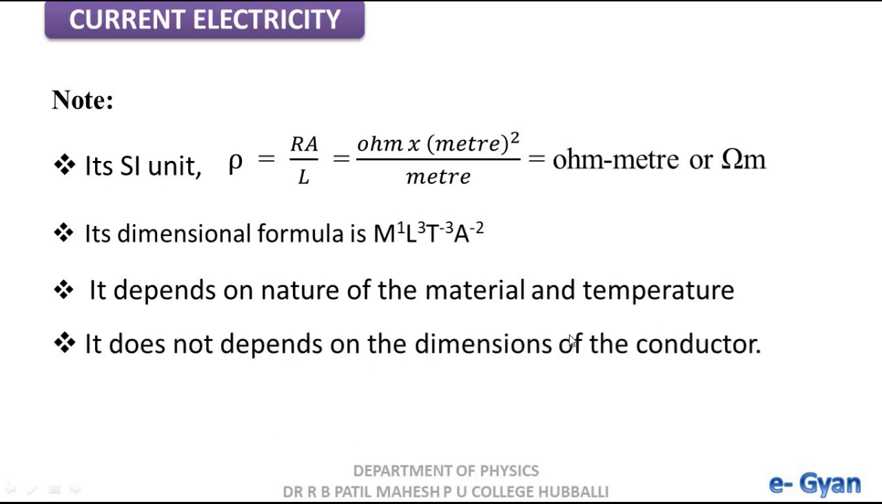It does not depend on dimensions of the conductors. It will not depend on length, area and volume of the conductor. It is independent of dimensions of the conductor. It is also expressed as rho equal to m divided by n into e square. Okay, this equation is very important one. Based on this, we will be telling temperature dependence of resistivity.